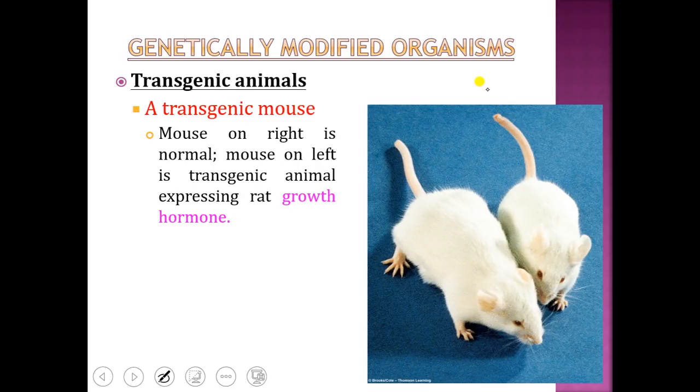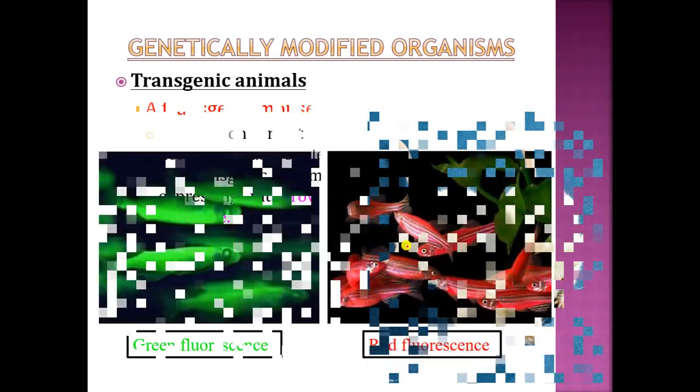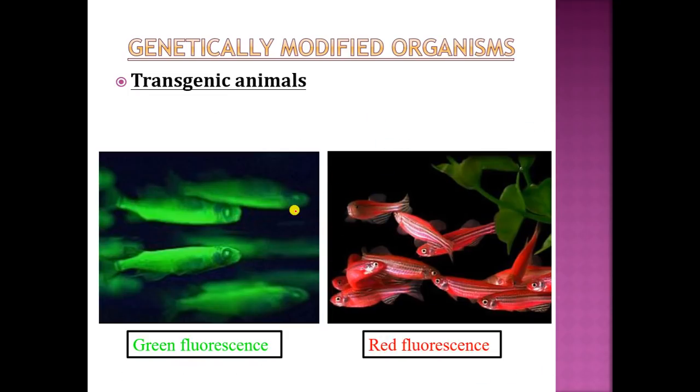Then comes the transgenic animal. You can see here a mouse, a transgenic growth animal expressing the growth hormone. We can insert foreign DNA in a particular species and we can get the results. You can see this fluorescent feces. They get this fluorescent gene from other species and they can glow in the darkness. So this is one of the applications of recombinant DNA technology.